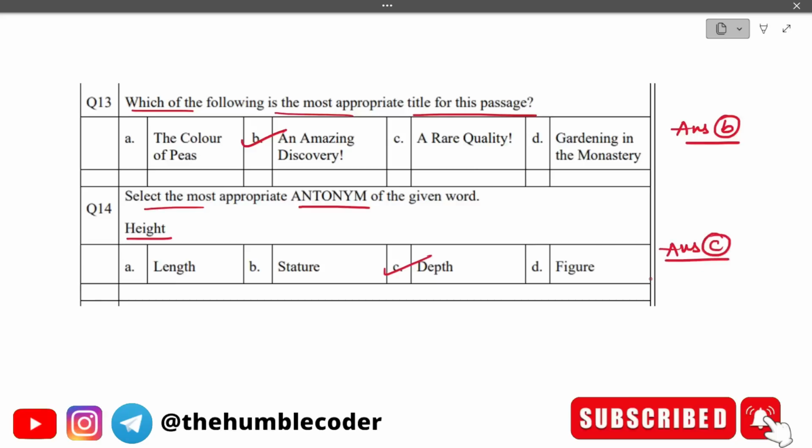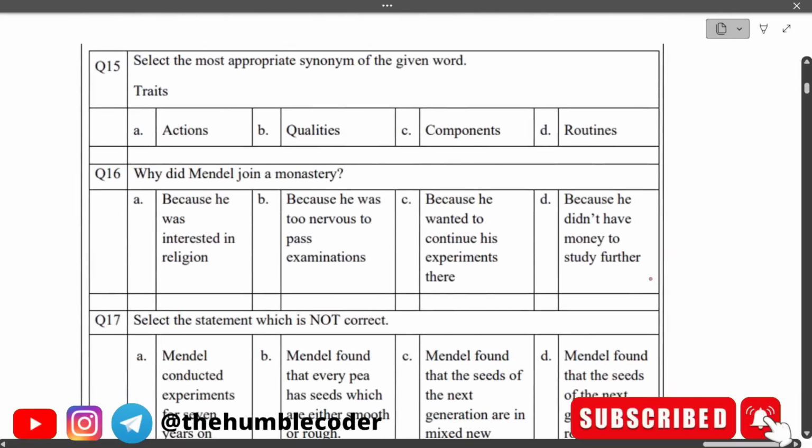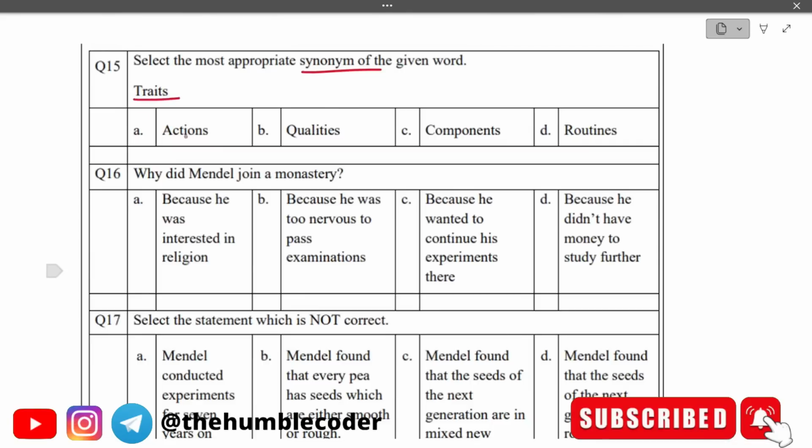The correct answer in this case is going to be depth, which is going to be option number C. Moving on to the next questions based on this passage only. Okay, so the question is, select the most appropriate synonym of the given word. The given word that we have is traits. The options are actions, qualities, components, and routines. So the correct answer in this case is going to be qualities. Okay, traits means qualities, that is why we are selecting this word.